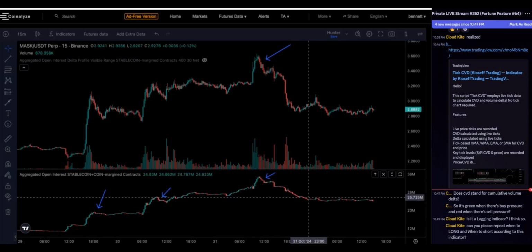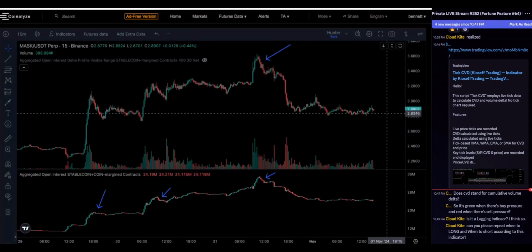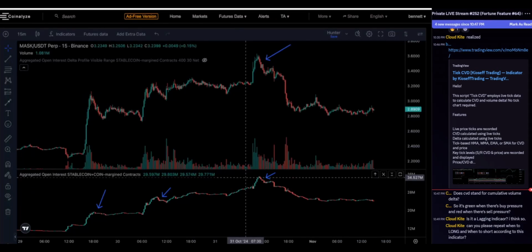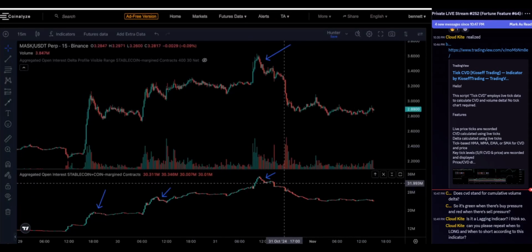So if you're ever curious with looking at open interest and a strong uptrend that's leading into a bit more of a downtrend, this is what you want to look for, guys. You want to look for open interest falling with price unable to increase positions whenever price goes up. That's a sign that price will likely continue to fall. So we can actually use this to our advantage and maybe look for a short on Mask USDT here.